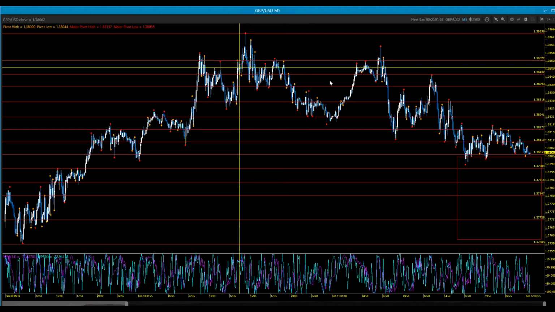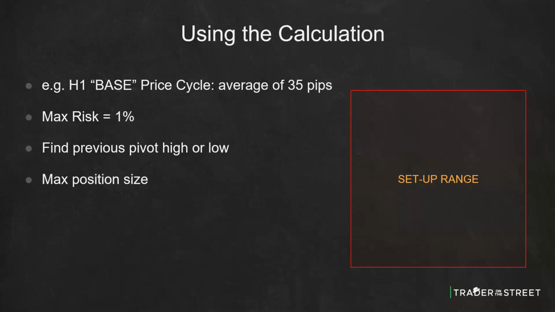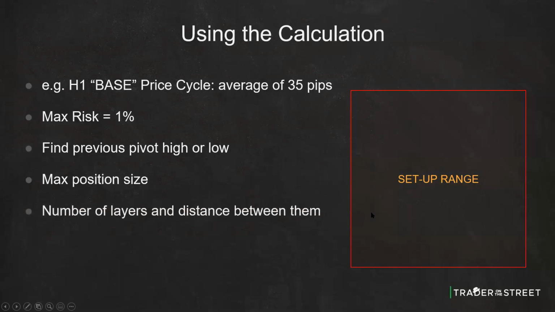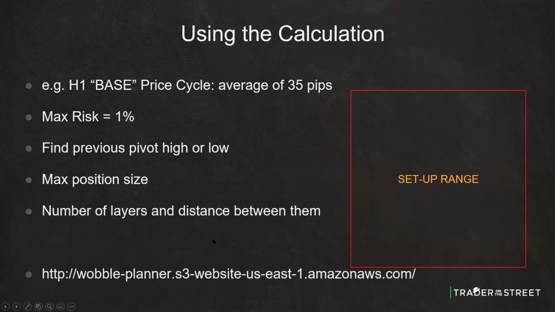Let's go back to our thingamabobber here. Based off our price cycles, we can discover these setup ranges and calculate the position sizes, the number of layers and the distance between them using price cycles. It's awesome, folks. And then how do I do my price cycles? Well, you use the pivot points. I'm showing you some pretty valuable stuff here, folks. It's awesome.